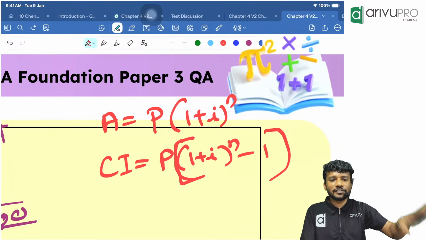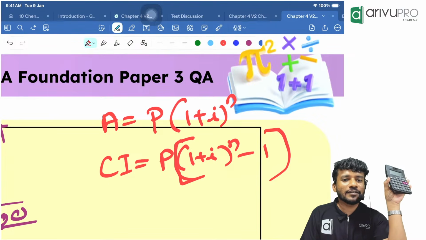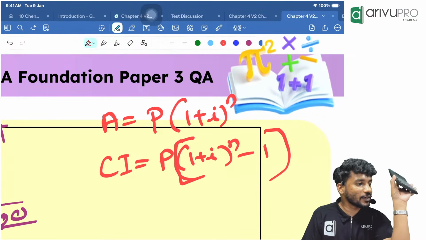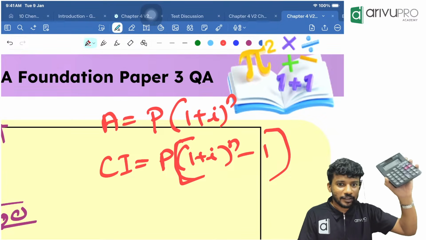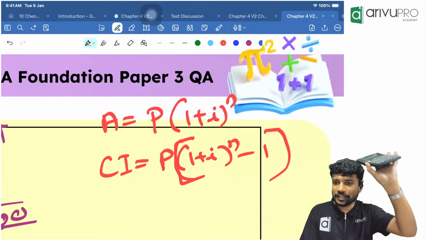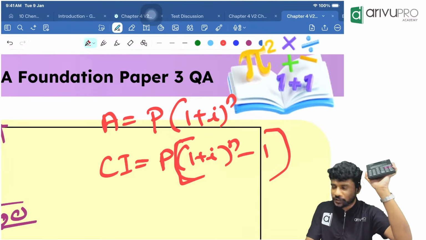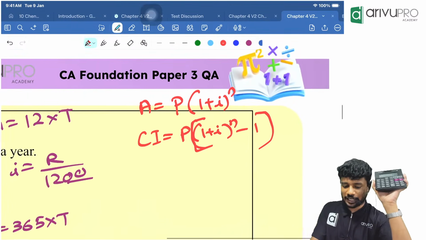We can also solve everything in calculator. But I will recommend everyone doing it in calculator. Everyone has a calculator? Yes. Got it. Yes, everyone has a calculator. Well and good. Online also, I hope that everyone has a calculator.